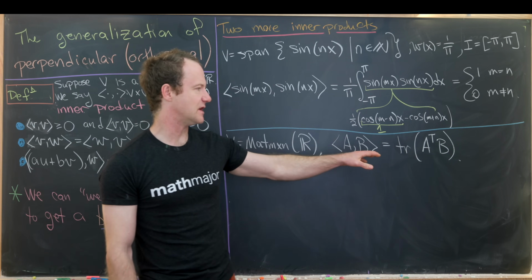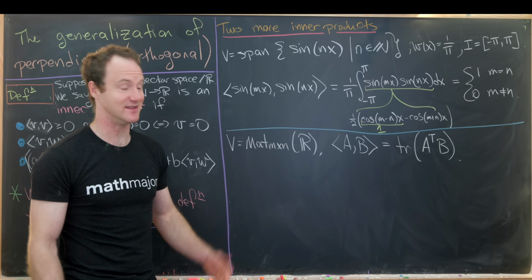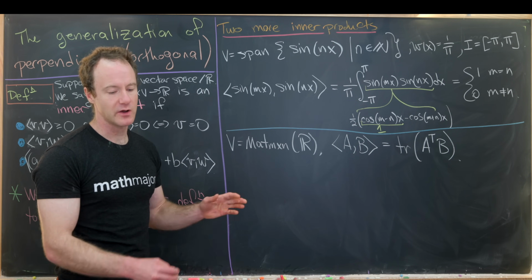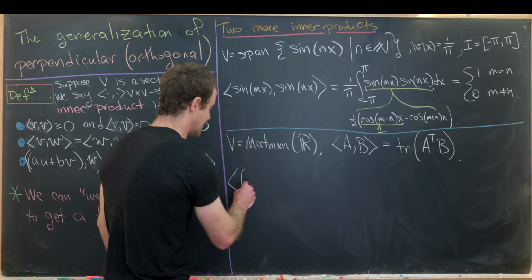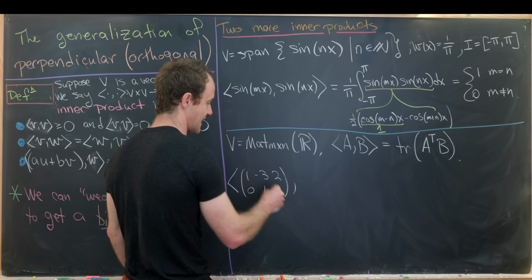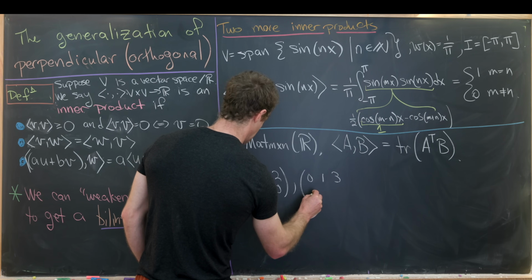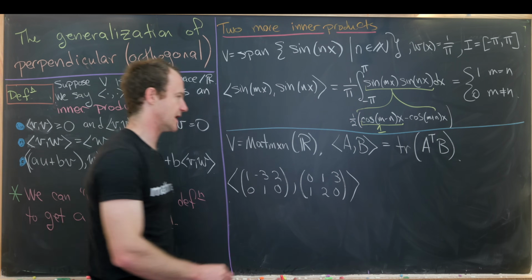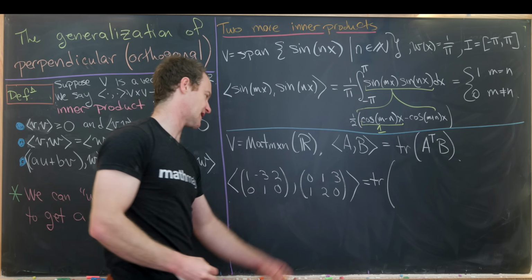Okay, so this is maybe really cool looking, but it's not quite as interesting as it might seem, as it's essentially just the dot product defined on matrices and then written in matrix notation. Okay, so anyway, let's do an example. So let's find the inner product of the matrix 1, negative 3, 2, 0, 1, 0, and then the matrix 0, 1, 3, and then maybe we'll say 1, 2, 0. So something like that.